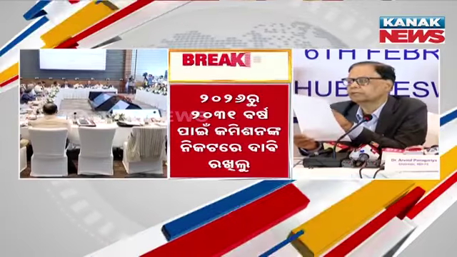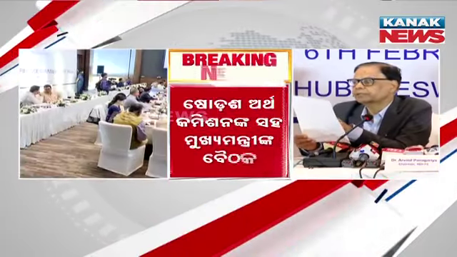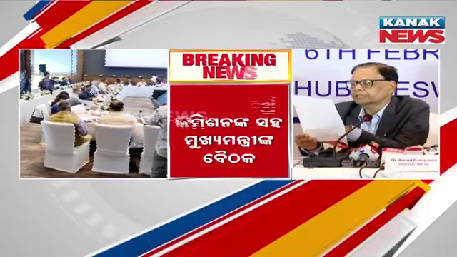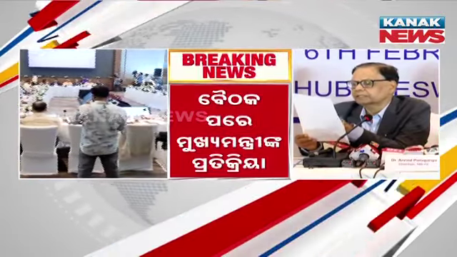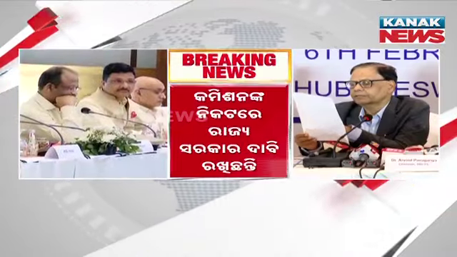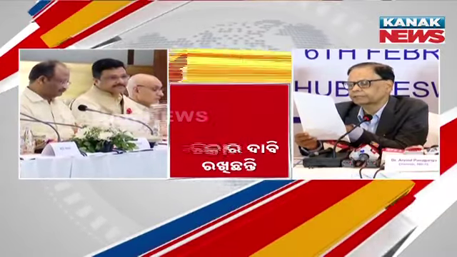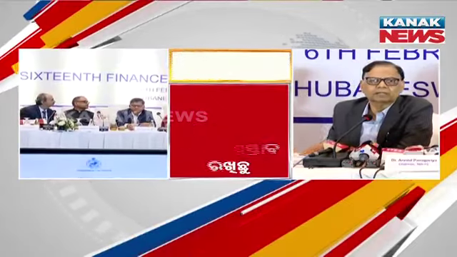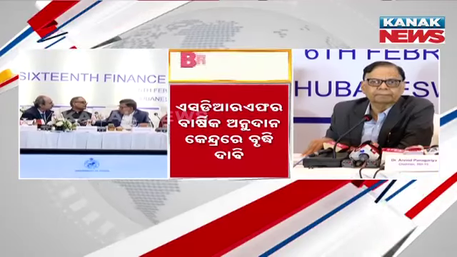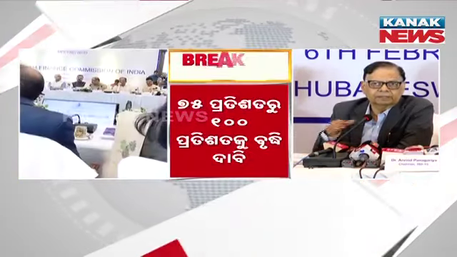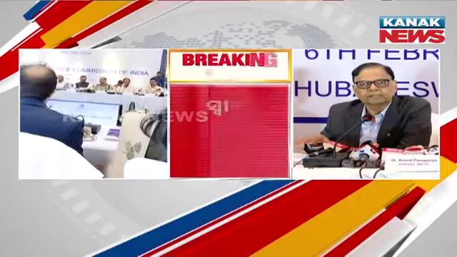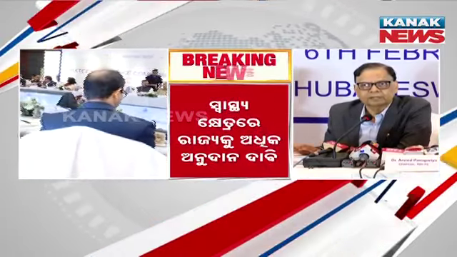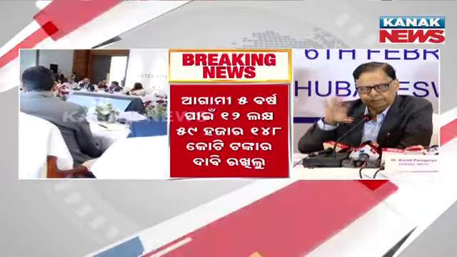So if you look at all the weights: 15% for modified population, 5% for population density, forest cover 10%, per capita income distance 45%, fiscal discipline 15%, demographic performance 10%. That will add up to 100. Then there was some discussion on issues of local body grants and disaster relief grants. That was more or less the broad discussion on the finances.